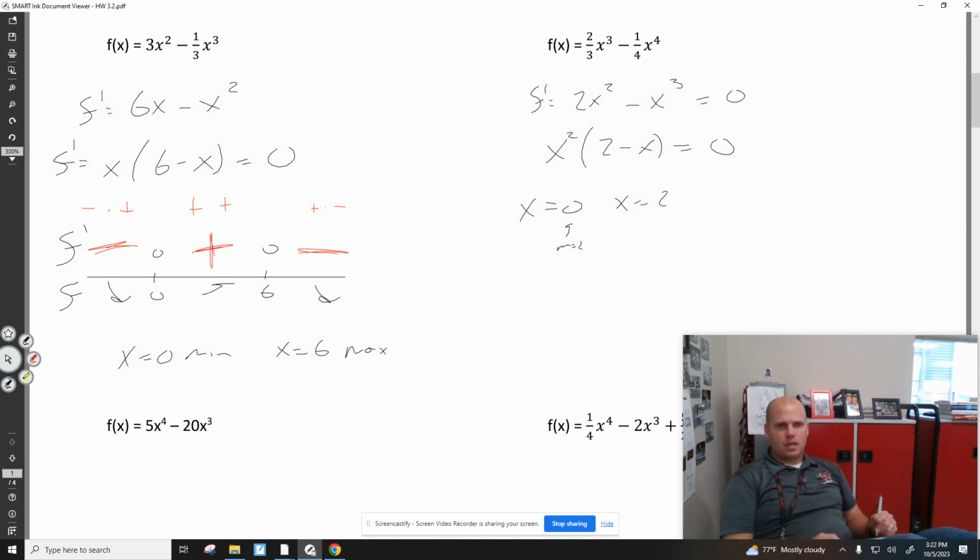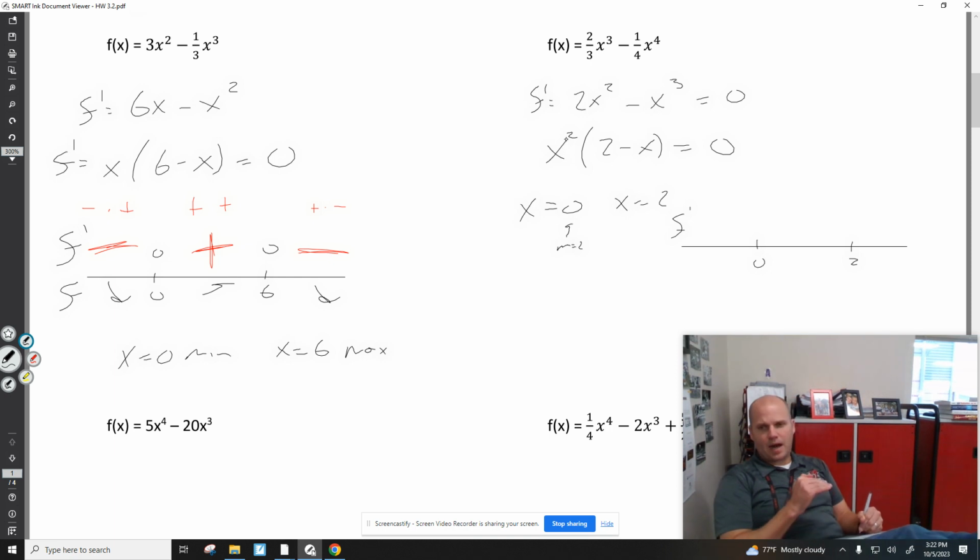Now, what does that mean? The following. If you were to plug in values to the left and right of 0, you're going to square them. It's going to be positive. It's not going to adjust the sign of what we have. The only thing that's going to adjust the sign is this 2 minus x. Watch what I mean by this. If I plug in 3, positive 2 minus 3, negative. Positive times a negative, I got a negative.